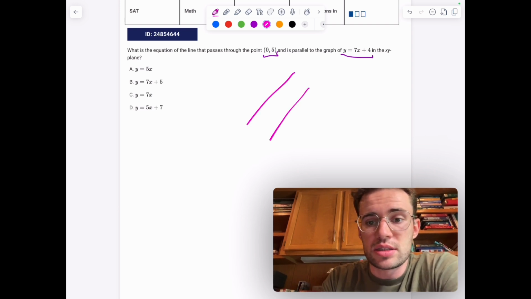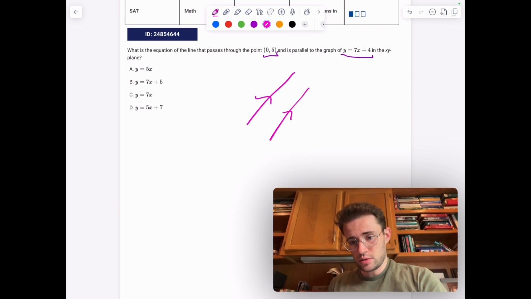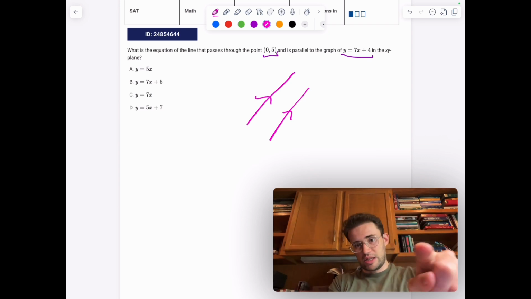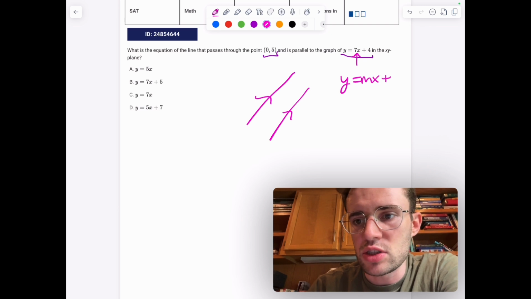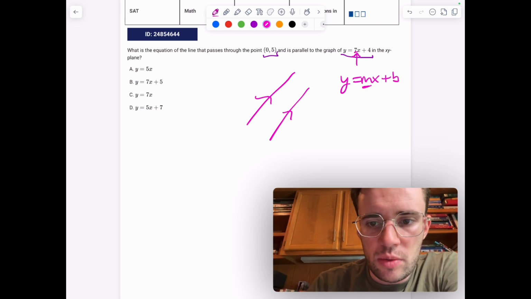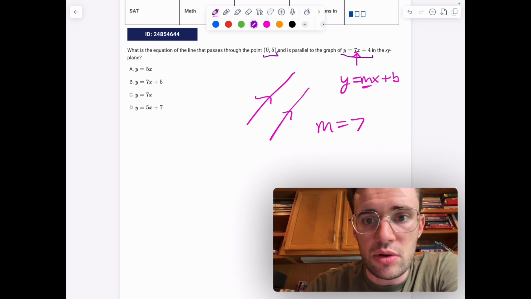Parallel lines have the same slope, they never cross, they run parallel to each other the same distance the entire time. If we find the slope of this one, which is 7, again, y equals mx plus b, slope-intercept form, m is your slope. So our slope is going to be 7, and our y-intercept is (0, 5). So when x is 0, y is 5. That would mean your y-intercept, the y value, is 5.